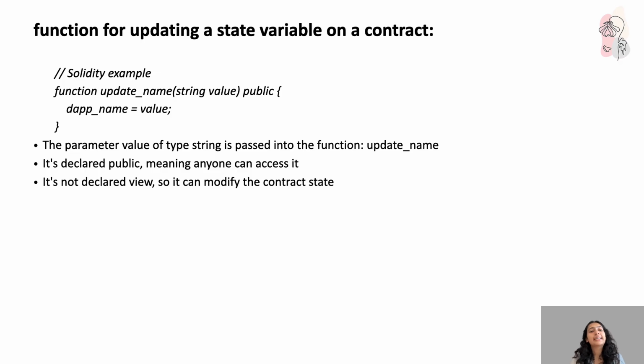Here is a function for updating a state variable. It's just that you have to change the value for the variable DApp name. DApp, remember? If not, please go back to the video lectures if you don't remember DApp. What was DApp for? The parameter value of type string is passed into the function, which is named update name. It's declared public, meaning anyone can access it. It's not declared view; we'll see what view functions are. So it can modify the contract state. And now the app name has been changed to the given value. We don't know what its previous value was, but its new value is value.